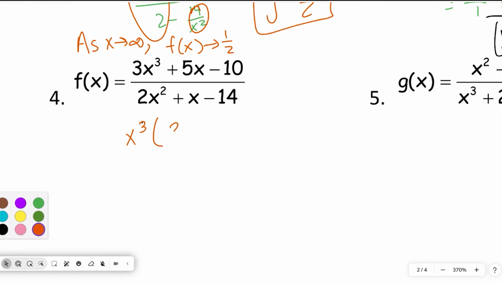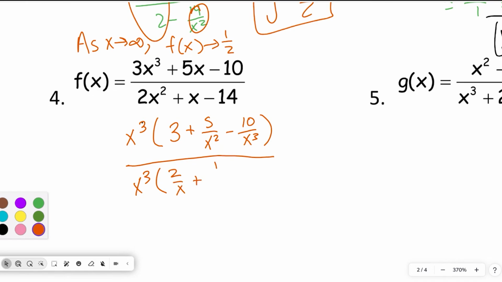So we get 3 plus 5 over x squared minus 10 over x cubed over x cubed, which is what we're factoring out here. So we get 2 over x plus 1 over x squared minus 14 over x cubed. Just factoring out that x cubed.